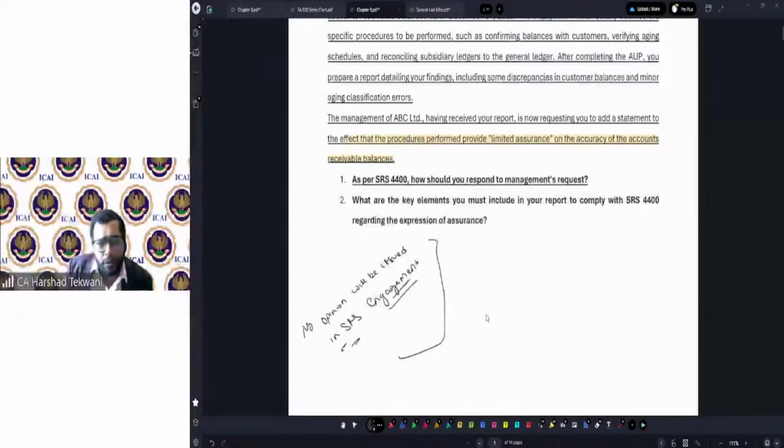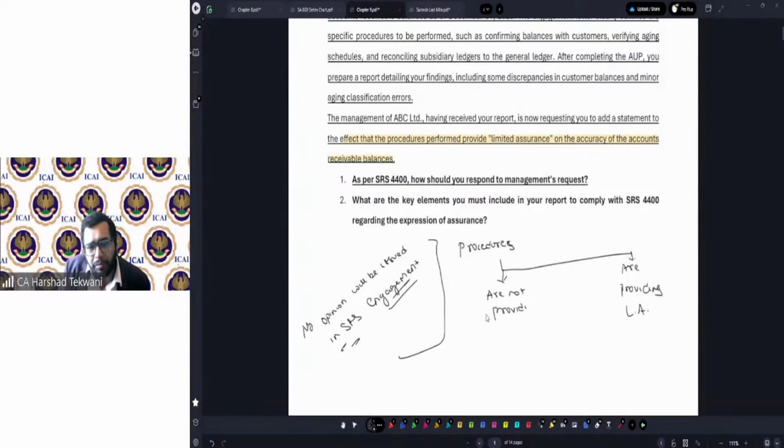see, there could be two scenarios: where the procedures are providing limited assurance and where they are not providing limited assurance. Where they are not providing limited assurance, it's not an issue for me. Direct answer, okay, I'll not include. But what if in actuality the procedures are providing some limited assurance? Would you change your opinion?